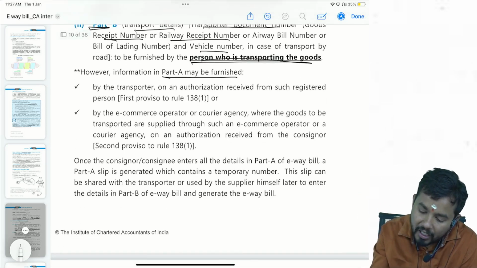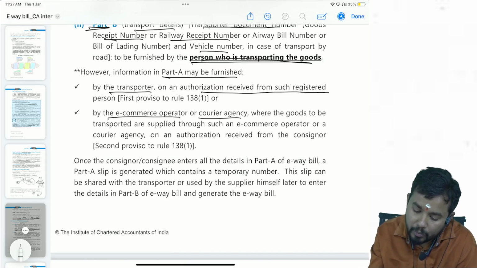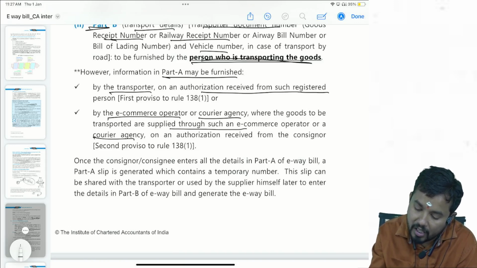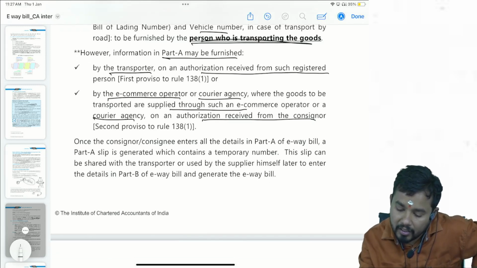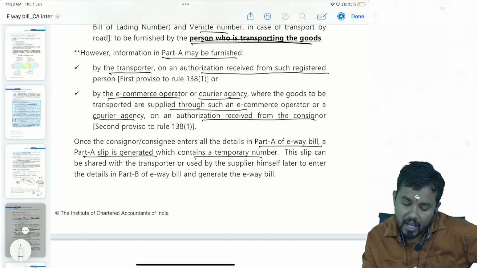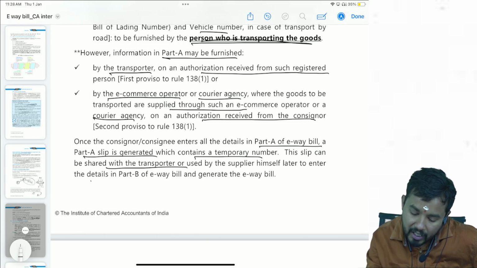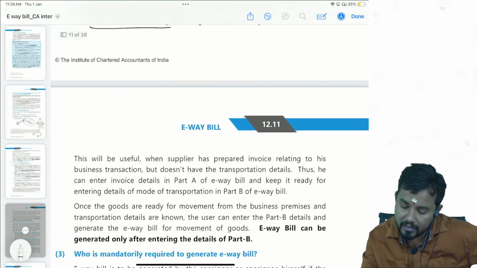However, information in part A may be furnished by the transporter on an authorization received from such registered person, or by the e-commerce operator or a courier agency when the goods to be transported are supplied through such an e-commerce operator or a courier agency, on an authorization received from the consignor. Once the consignor or consignee enters all the details in part A of the E-way bill, a part A slip is generated which contains a temporary reference number. This slip can be shared with the transporter or used by the supplier himself later to enter the details in part B of the E-way bill and generate the E-way bill. So what are they saying?